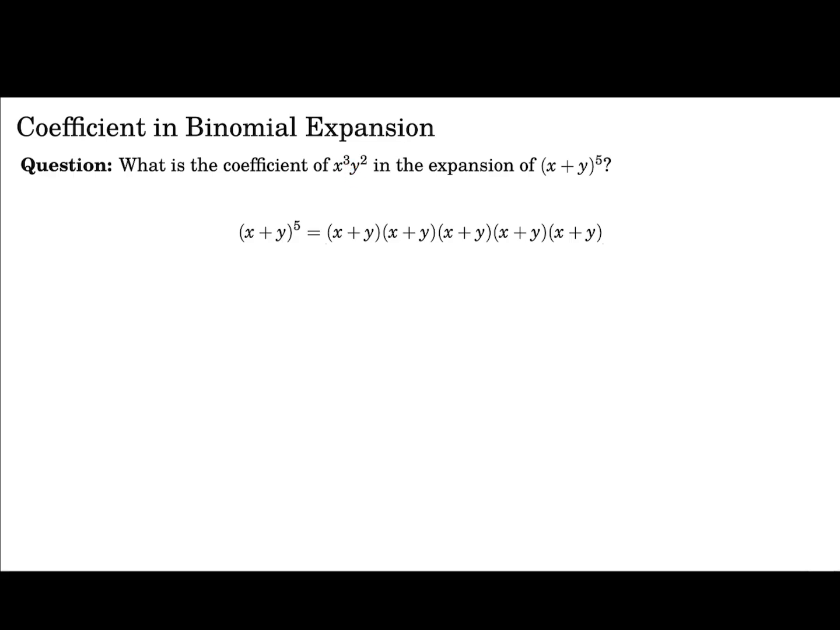So in other words, you can think of it as answering the following question. How many ways are there to choose which 2 factors give us y? So we have factor 1, 2, 3, 4, 5, and we need to choose 2 of them. And how many ways can we do that?